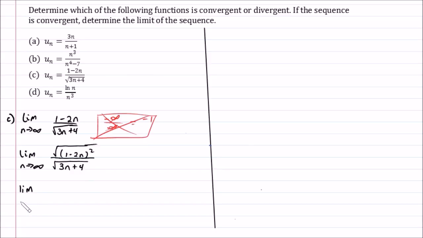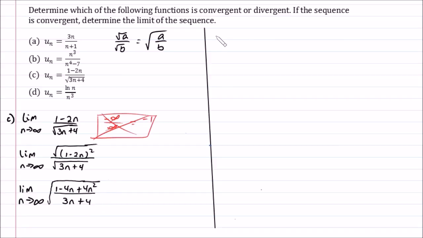We now have the limit as n tends to infinity, and we should know that the square root of a divided by the square root of b is equal to the square root of a divided by b. So we're going to use this to give us one square root. Removing my brackets, I would get (1 minus 4n plus 4n squared) divided by (3n plus 4), which I will now write as the limit as n tends to infinity of (1 minus 4n plus 4n squared) divided by (3n plus 4), all to the power 1/2, which is square root.